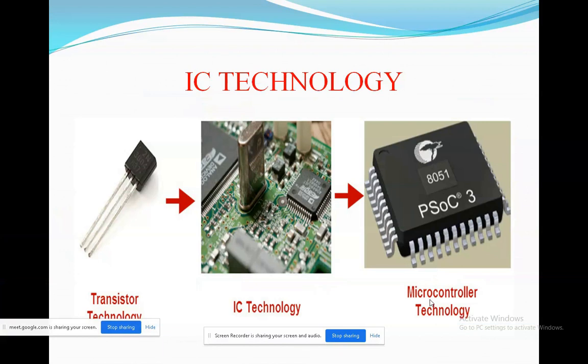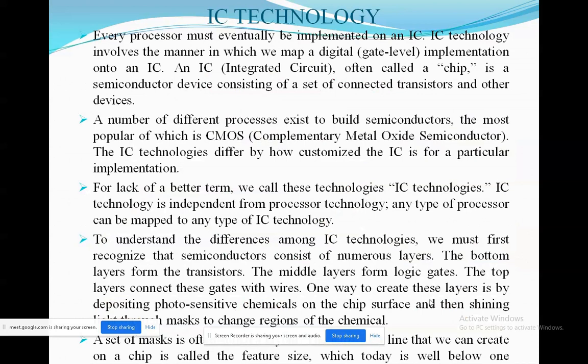So under the IC technology, you will be having transistor technology, IC technology, and then microcontroller technology. So IC is built up of transistors. Your microcontroller is made up of ICs, many ICs. So that conversion only is given here. Every processor must eventually be implemented on an IC. You all know, a processor is made up of IC only.